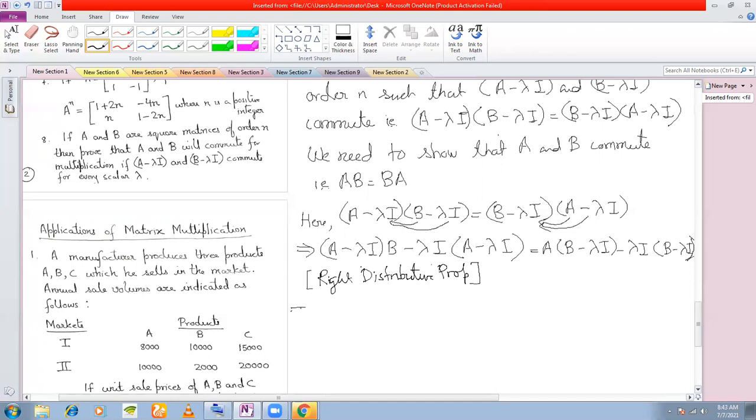Right? Now multiply. You have AB minus lambda IB minus lambda IA plus lambda square I is equal to AB.